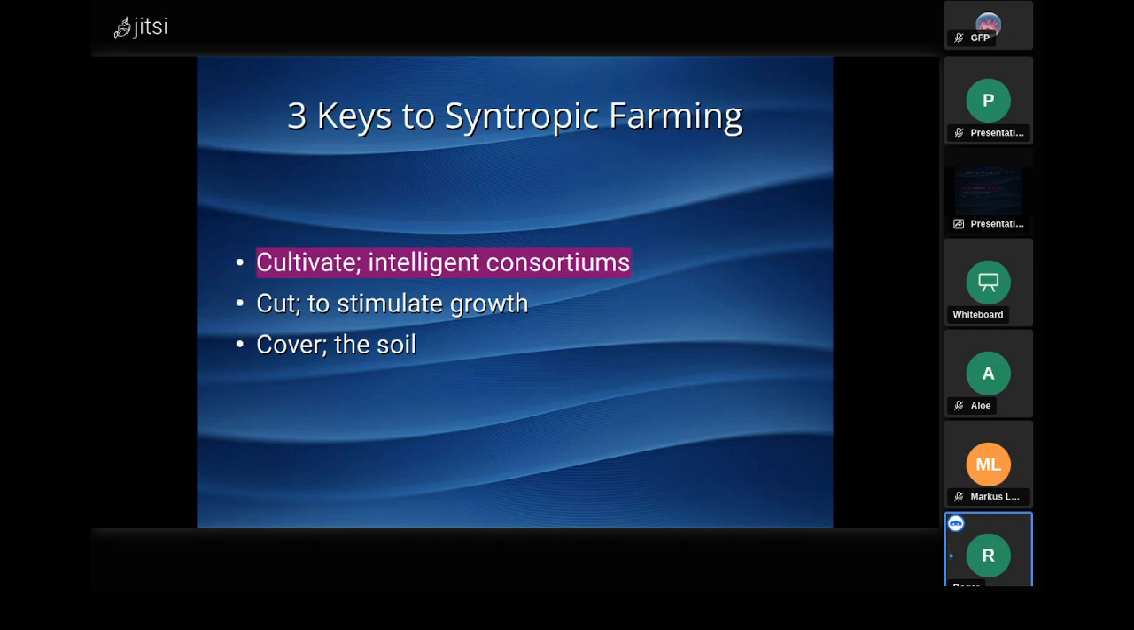Okay, I'm going to just pause a second. Does anybody have any questions, or does anybody want to add anything before I jump into the last section?